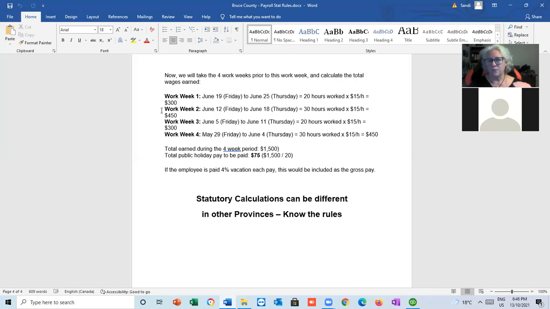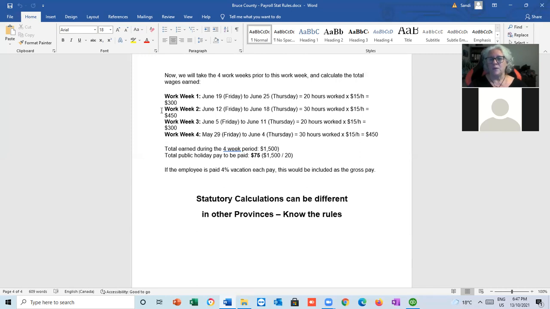And you do this for 4 weeks. And so what happens here is in a 4-week period, in this example, they've earned $1,500. So the total public holiday pay is $1,500 divided by 20, because it's based on 5 days per week, and it is $75. This is what they will get paid if they did not work that stat holiday.